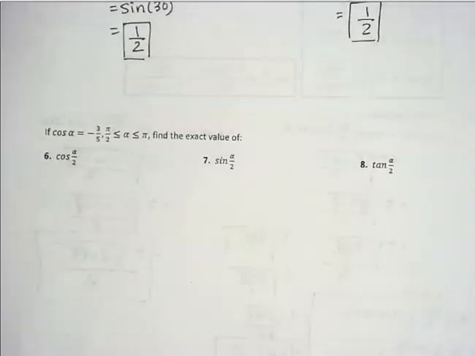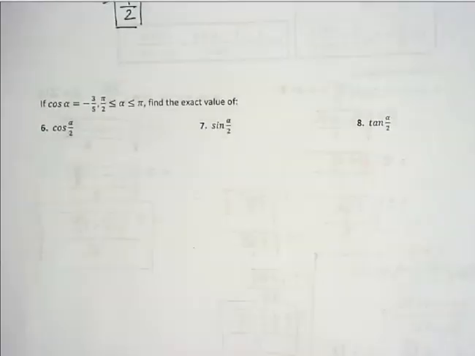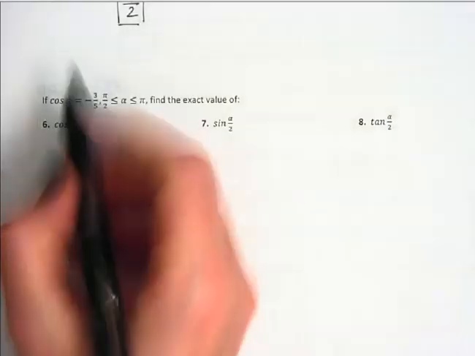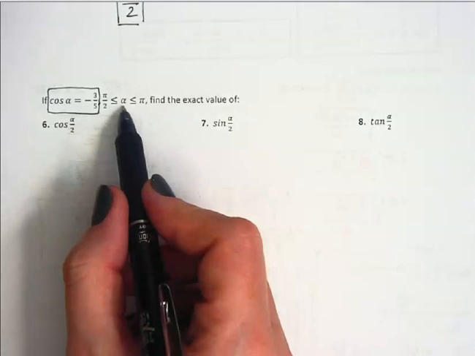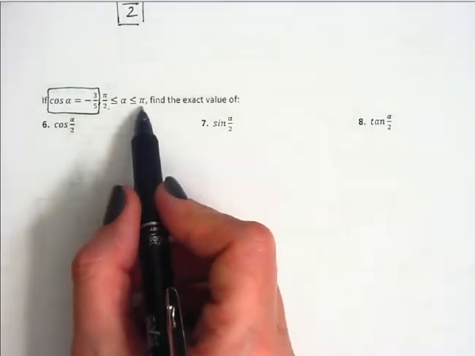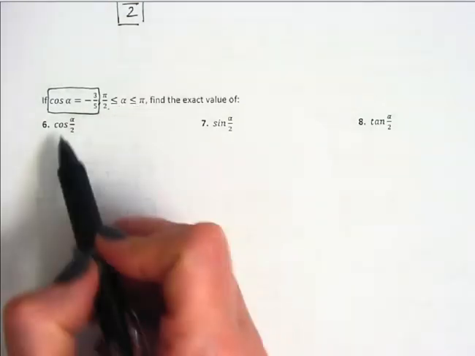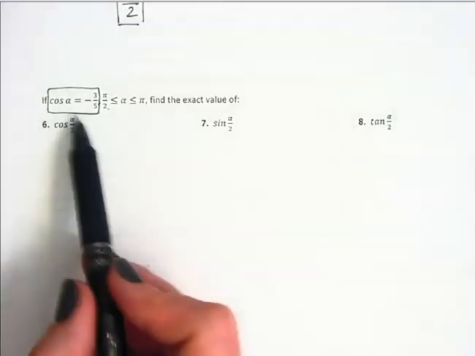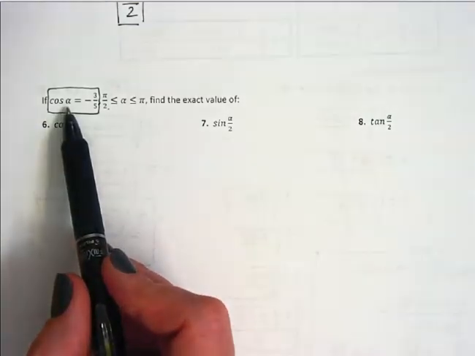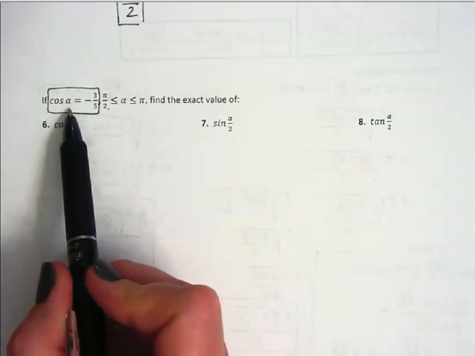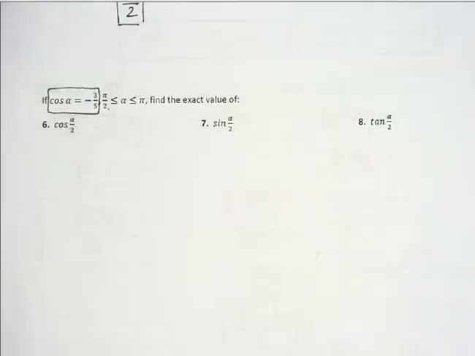Okay, down here in this section, we have something that works a little bit differently. We're being given this information that cosine alpha equals -3/5, and that alpha is somewhere between pi over 2 and pi. And we're being asked to find these values. So notice we don't have an actual angle value, but here's what we do have. We know that the cosine of whatever that angle is -3/5.